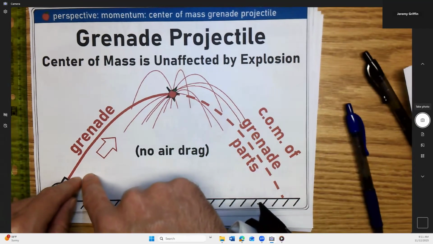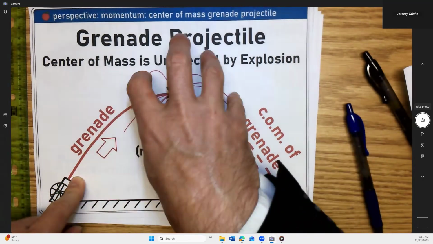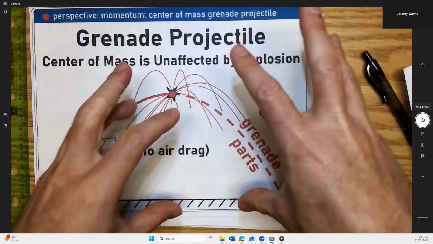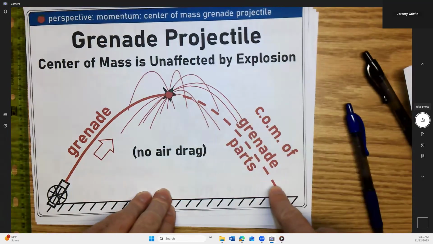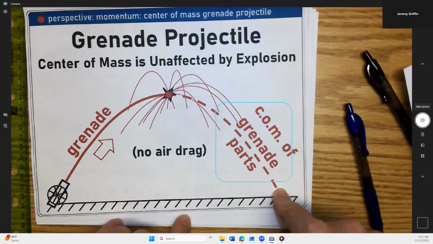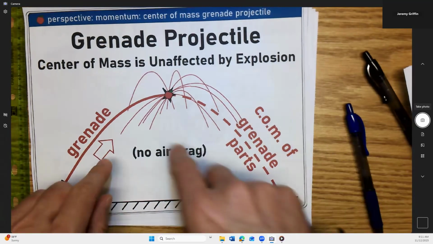What if this grenade explodes into 1,000,000 parts? If you found the center of mass of all those parts, guess where that center of mass would land? Right where the original dud landed. Yeah. Right.